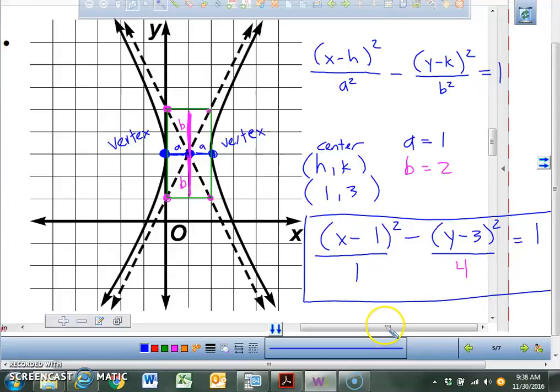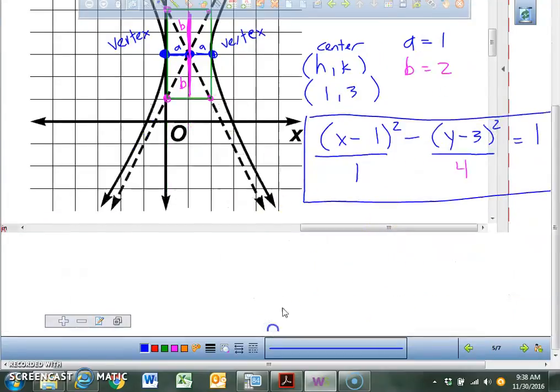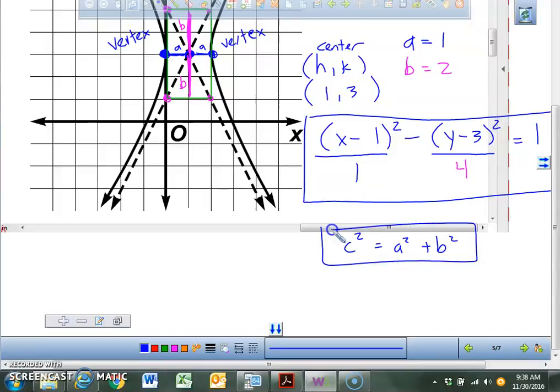Now, I didn't ask you to label the foci. If we wanted to label the foci, then we'd have to solve for c, and the equation that you would use would be c squared equals a squared plus b squared. We're going to use this equation later on in some problems that we do on the back part of your assignment. Okay?